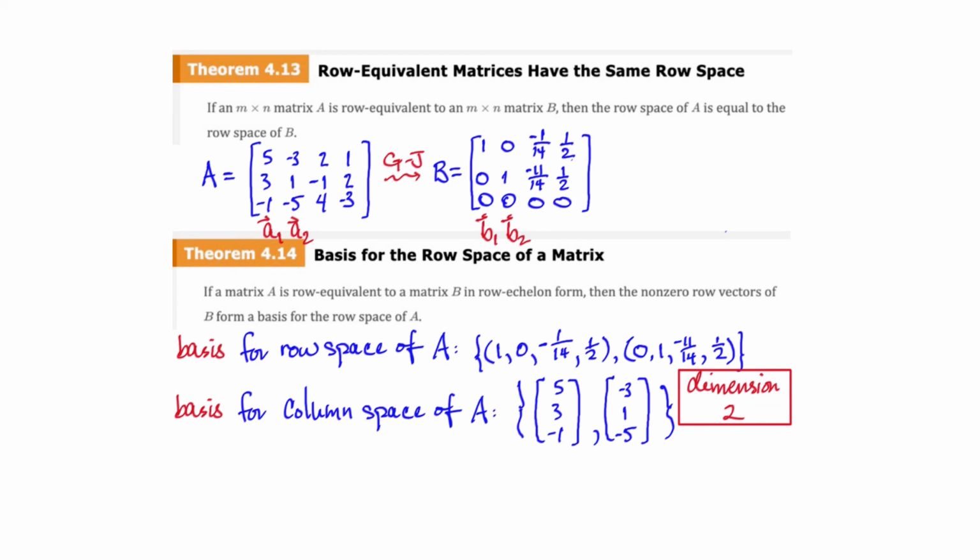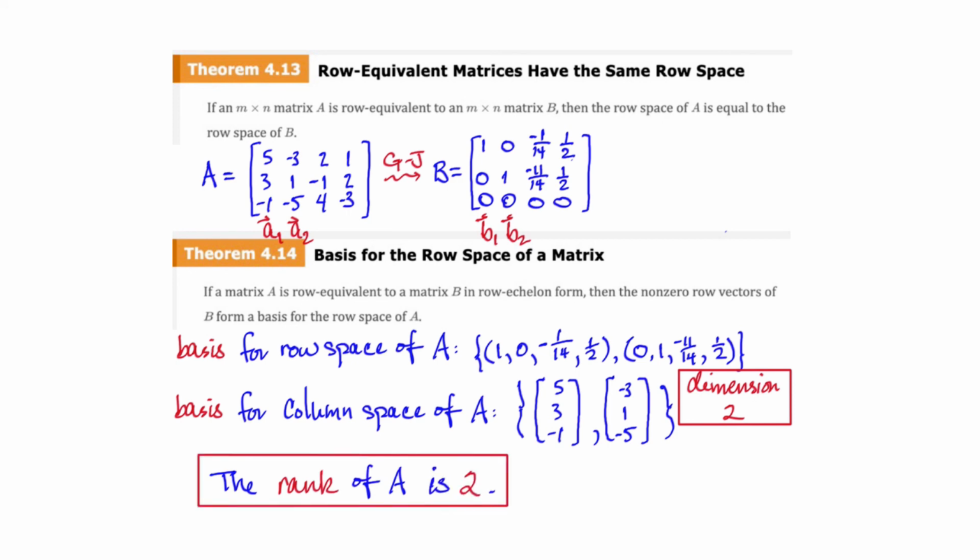That will always happen. There's a theorem, Theorem 4.15, which says that the dimension of the row space of a matrix is always going to be the same as the dimension of the column space. And that dimension is so important, we give it a name. It's called the rank of the matrix. So for our matrix, the rank of the matrix is 2, because it's the dimension of the row space and the dimension of the column space.